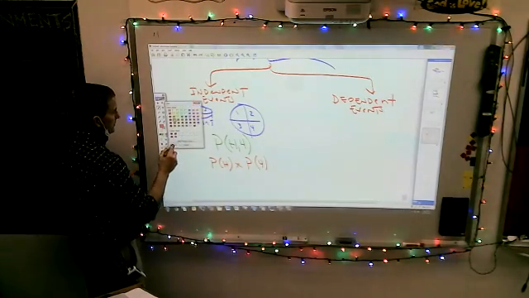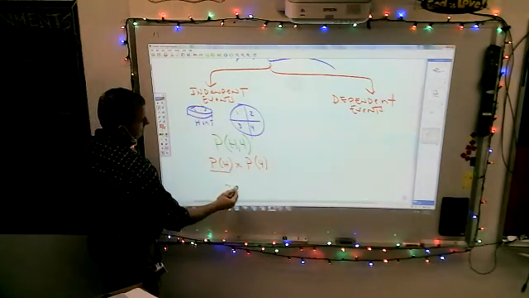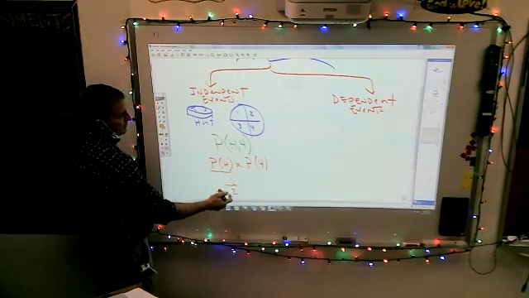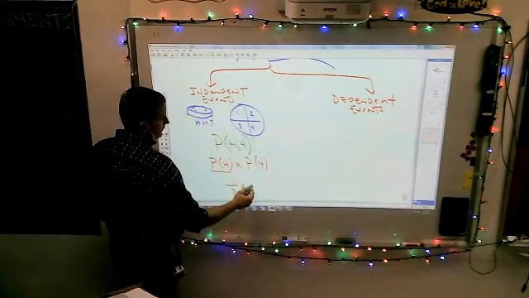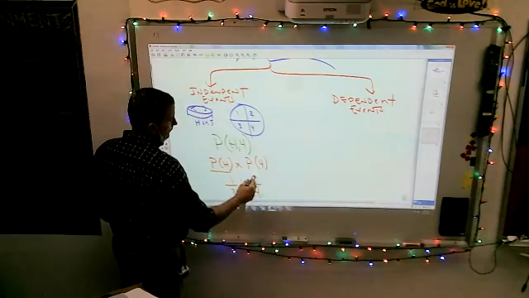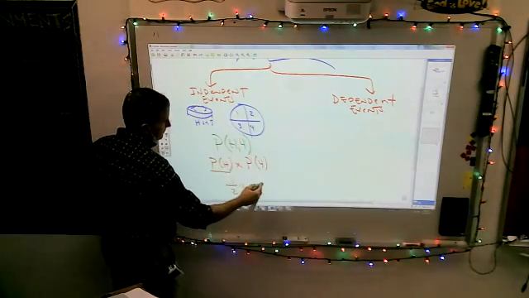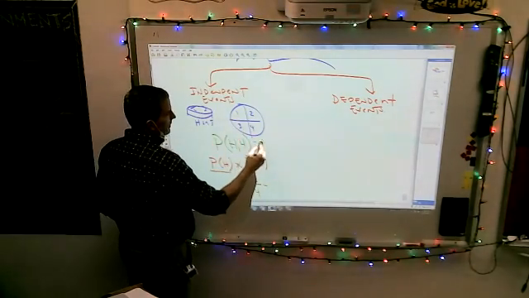What is the probability of flipping a head? It's 1/2, right? There's one head out of two sides. Probability of spinning a 4 is 1/4 because there's only one 4 out of the 4 things. The probability that you'll do both of those is 1/8.